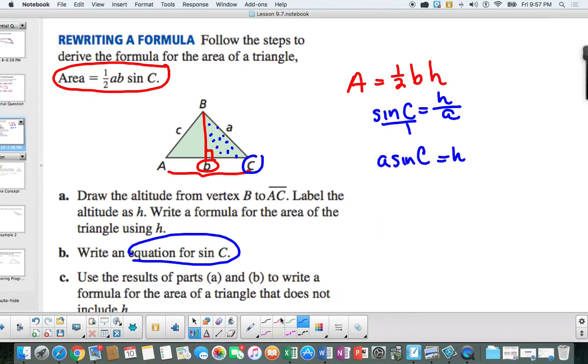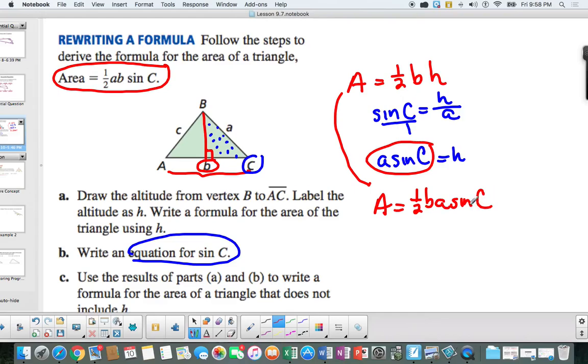So now let's go back to our triangle formula here, and we're going to say area is equal to 1/2, and again the base is side b, and the height can now be replaced with this, which is a sine of C. And that's what I'm getting right here. So here's a new way to describe the area of a triangle.